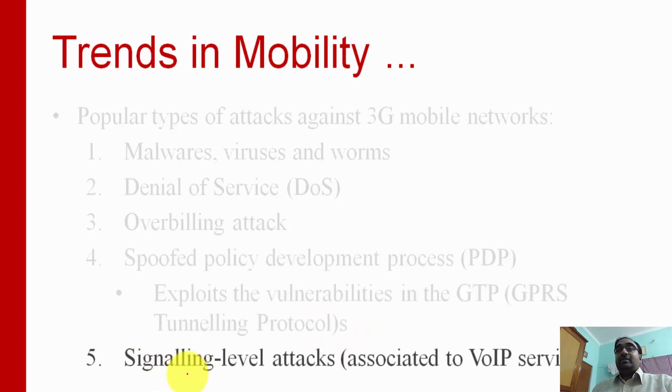And then finally there is a signaling level attack. So we are falling onto the physical channel properties. So we are going to mess up the signals. And this kind of attack is associated with VoIP services. So VoIP means voice over IP. Okay, like internet telephony, VoIP, voice over IP. So these are the different kinds of attacks that can be performed on 3G mobile networks. So that's it. Thank you.